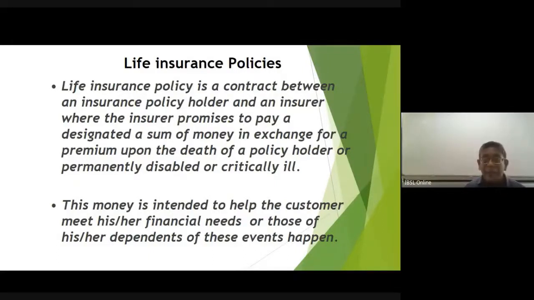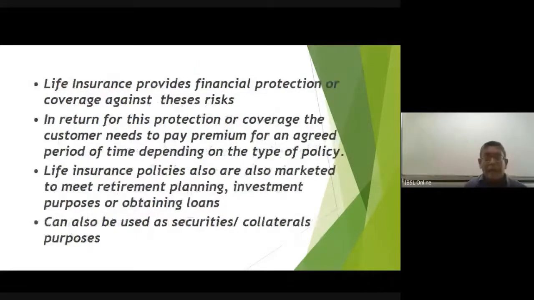And sometimes this is beneficial not only for you. Suppose something happened to you, your dependents also benefit because of this. That's the important thing. And remember, life insurance therefore covers financial protection or coverage against the risk of you having some problem, right?